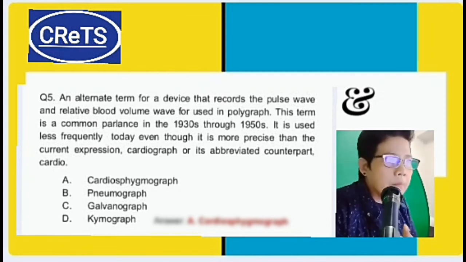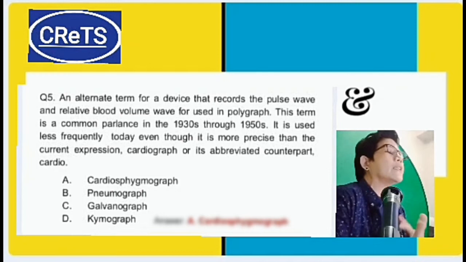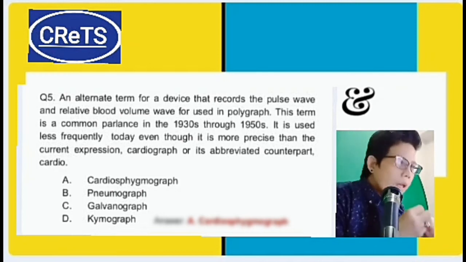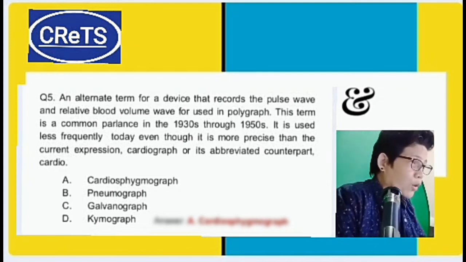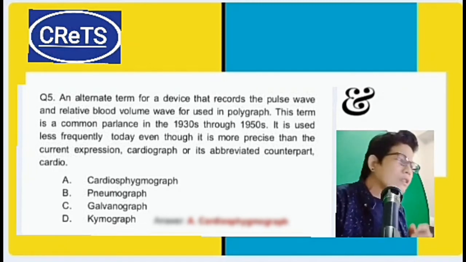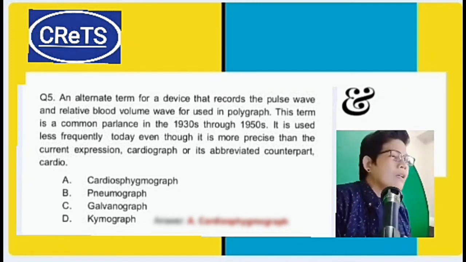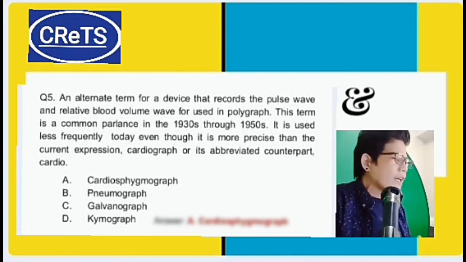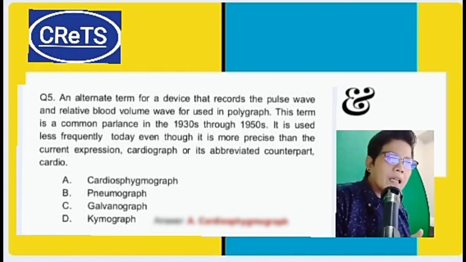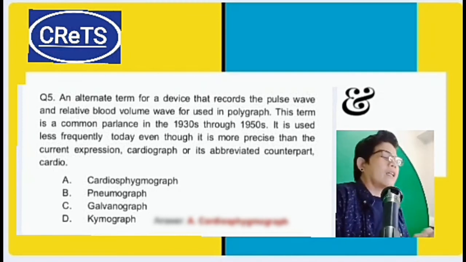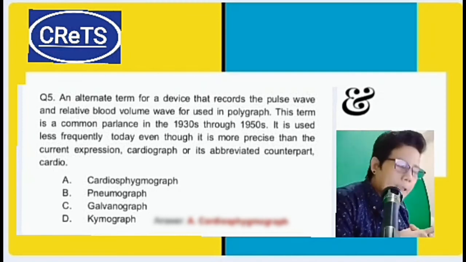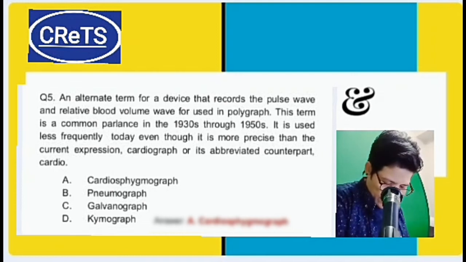Pulse wave and relative blood volume. Okay, kung hindi nalilito, ito daw ay magbibigay ng eksakto, precise, ng the correct expression, cardiograph, no? So, 1930s hanggang 1950s, huwag kayong magkakamali. Hanggang dun lang yun, ha? Hindi siya lumagpas. Okay, so what is the best answer for the question number 5? Answer, class.